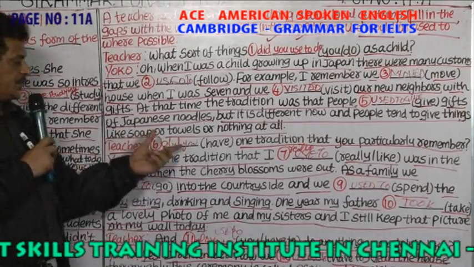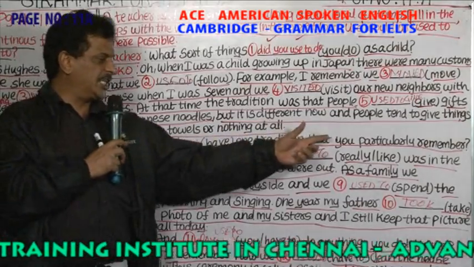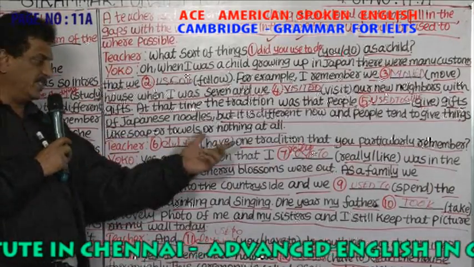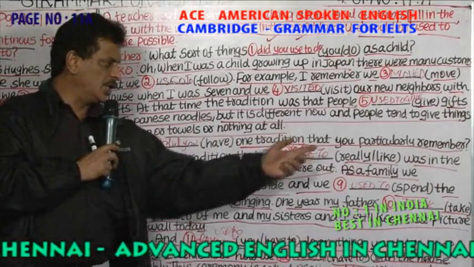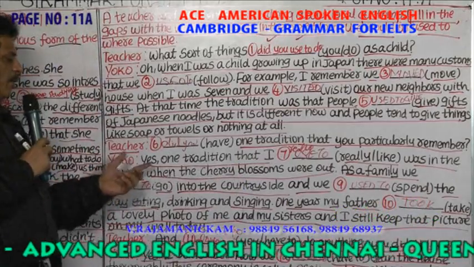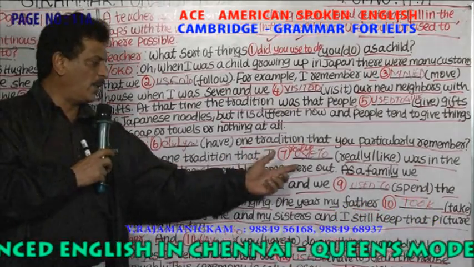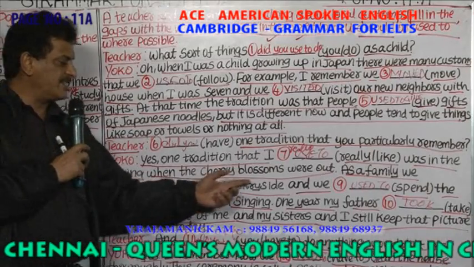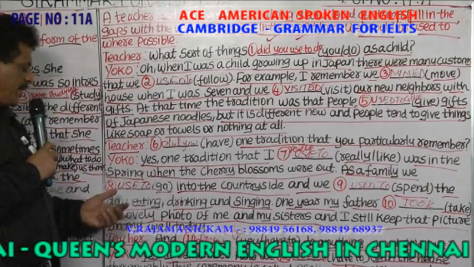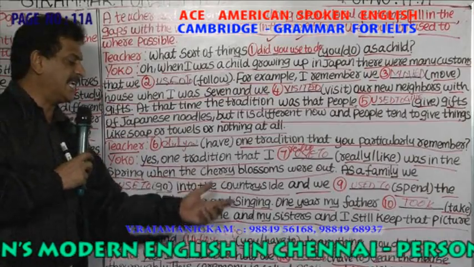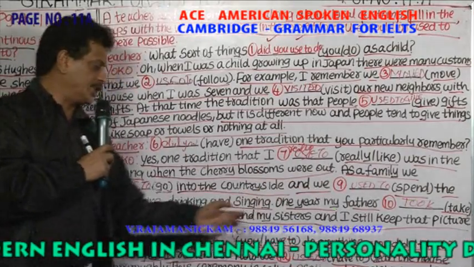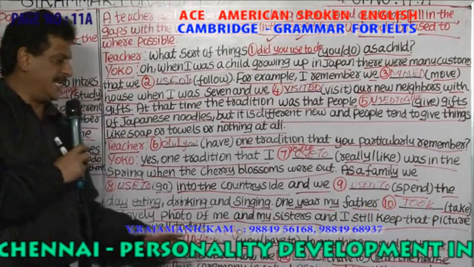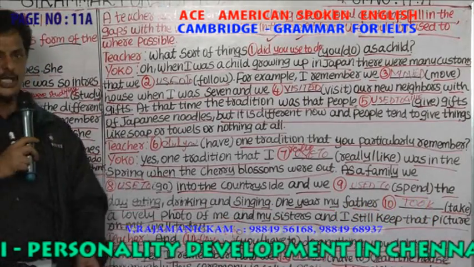So teacher, did you have one tradition that you particularly remember? And Yoko says, yes, one tradition that I really used to like was in the spring when the cherry blossoms were out. As a family, we used to go into the countryside and we used to spend the day eating, drinking and singing. One year my father took a lovely photograph of me and my sisters, and I still keep that picture on my wall today.